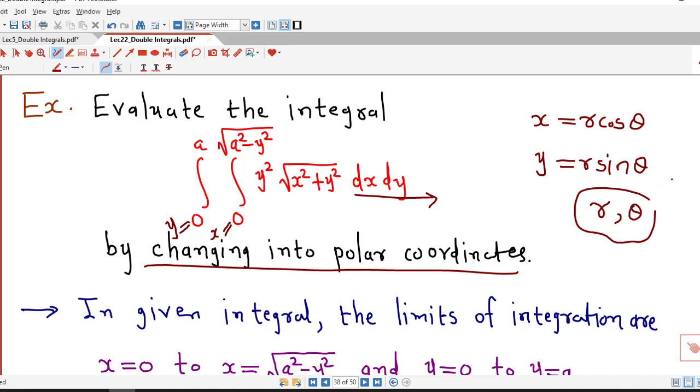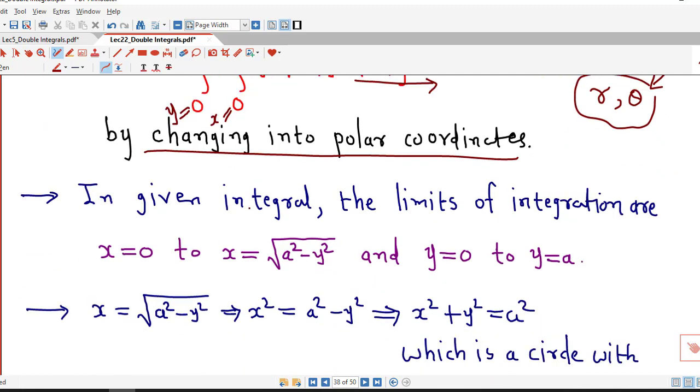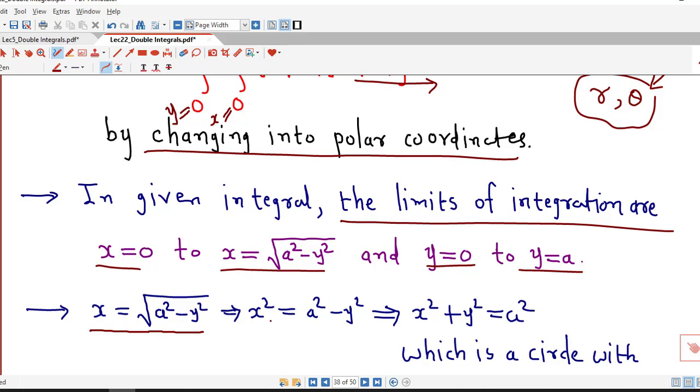To determine the limits of r and theta, we first require the region of integration, which we will sketch using these limits of x and y. So first we have written the limits of integration given in the double integral. x is from 0 to x equal to square root of a square minus y square, and y is from 0 to a, and this is the equation of a circle.